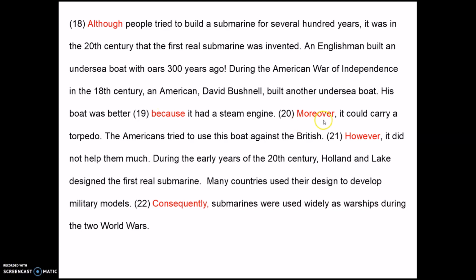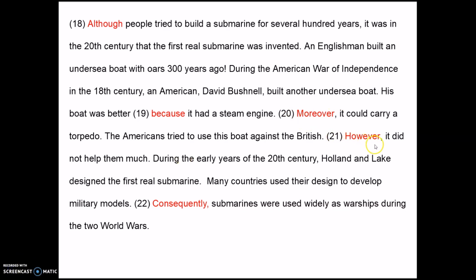In 20, we had extra information here. It says it could carry a torpedo. So the first piece of information is that it had a steam engine, yes. And the second piece of information is that it could carry a torpedo. So to show that we add extra or additional information, we choose moreover here.